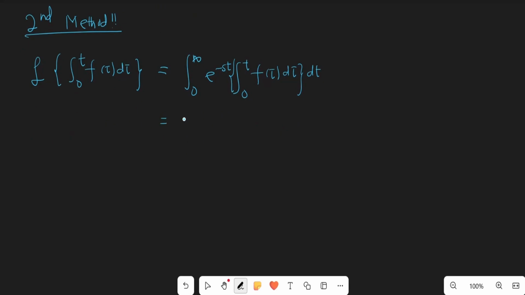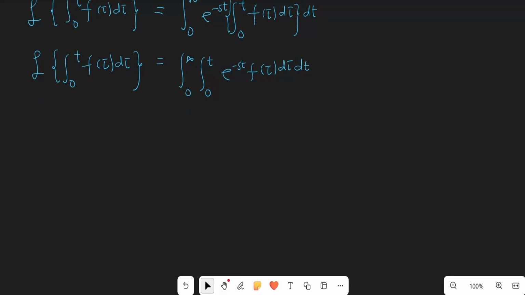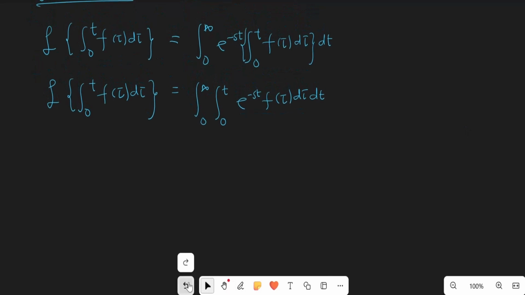Now let me write this one in the form of a double integral. The integral from 0 to infinity, the first one. The second one is the integral from 0 to t of e to the negative st multiplied by the function f of tau d tau, and then dt as well. And this one is a Laplace transform of the integral from 0 to t of f of tau d tau. Alright, so what can we do here? That means we are integrating first with respect to tau, which is what we have here, and then later on with respect to t.